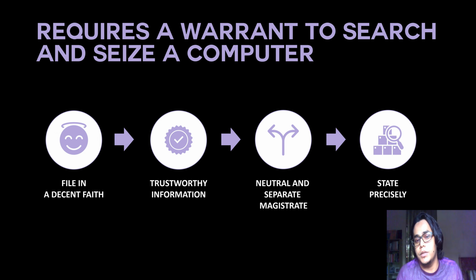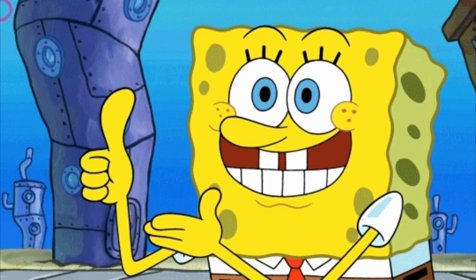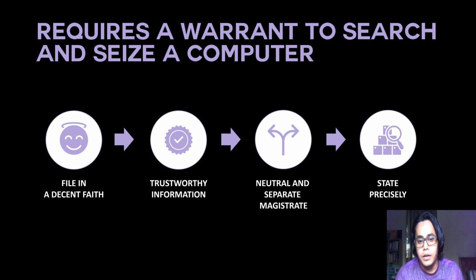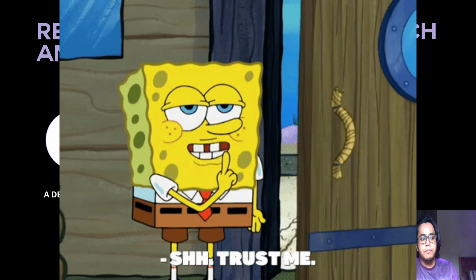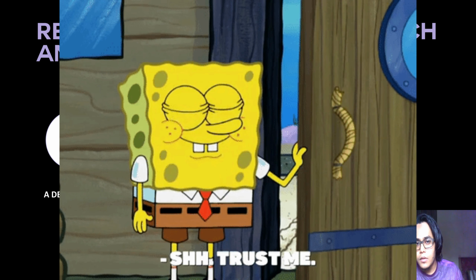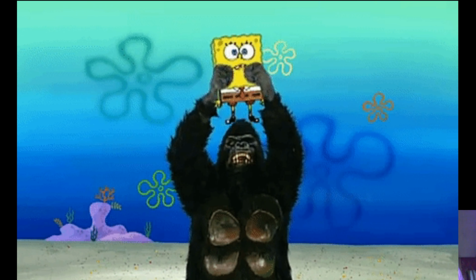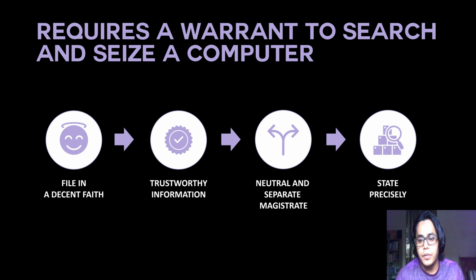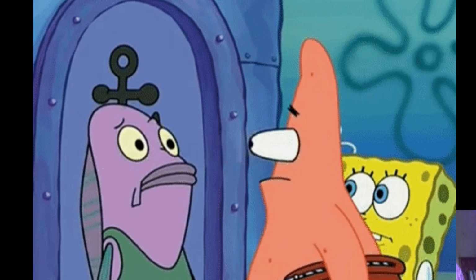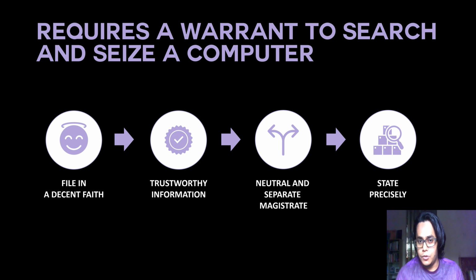There are several requirements in a warrant to search and seize a computer. First, the warrant must be filed in good faith by a law enforcement officer. Then, the warrant must be based on reliable information showing probable cause to search. Next, the warrant must be issued by a neutral and detached magistrate. And lastly, the warrant must state specifically the place to be searched and the item to be seized.